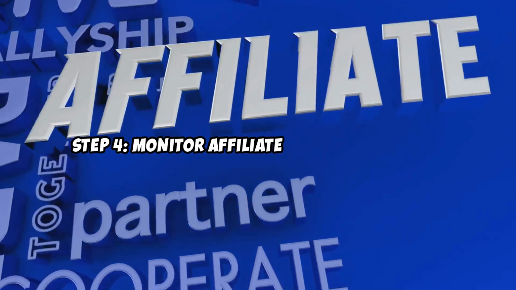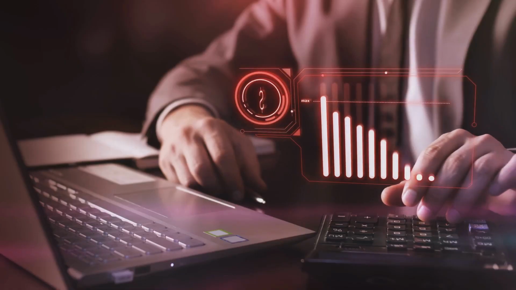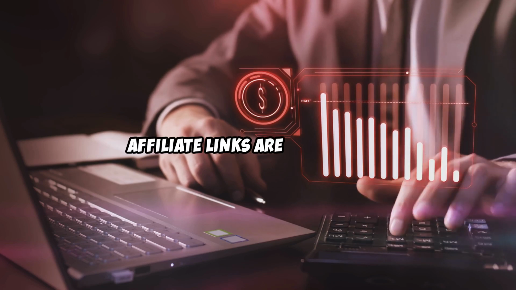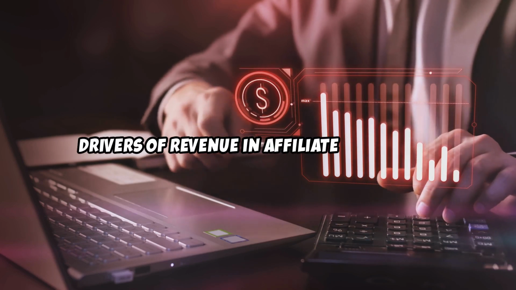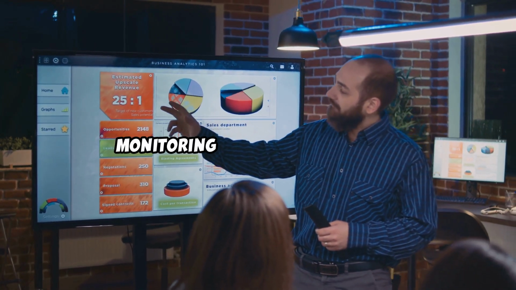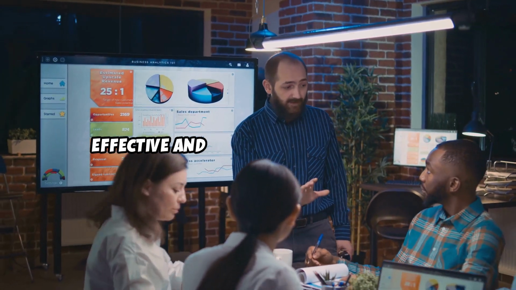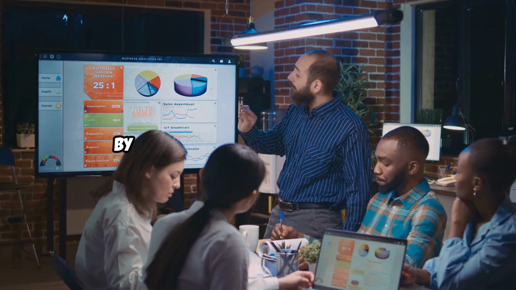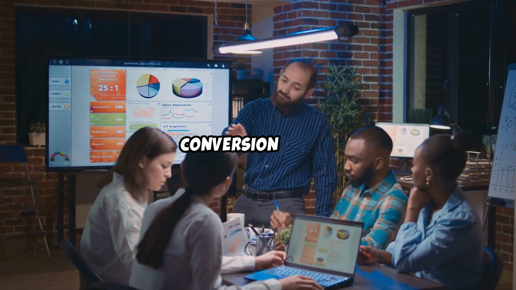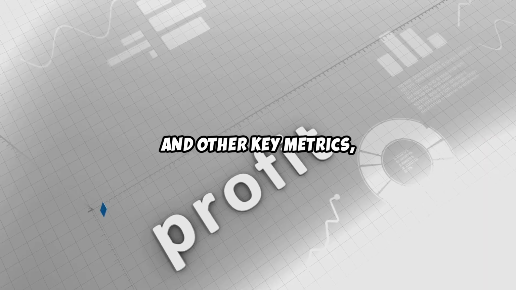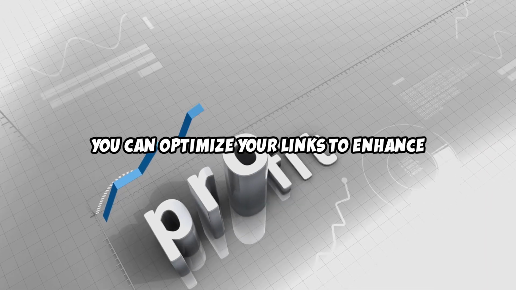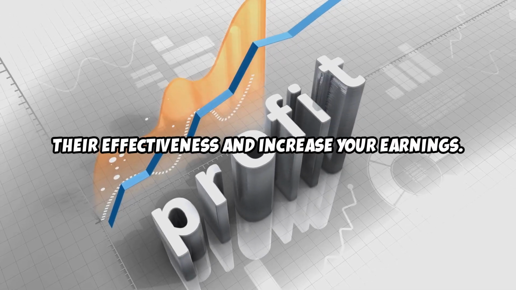Step 4. Monitor affiliate link performance. Affiliate links are the primary drivers of revenue in affiliate marketing. Monitoring their performance is essential for identifying which links are effective and which need improvement. By analyzing click-through rates, conversion rates, and other key metrics, you can optimize your links to enhance their effectiveness and increase your earnings.